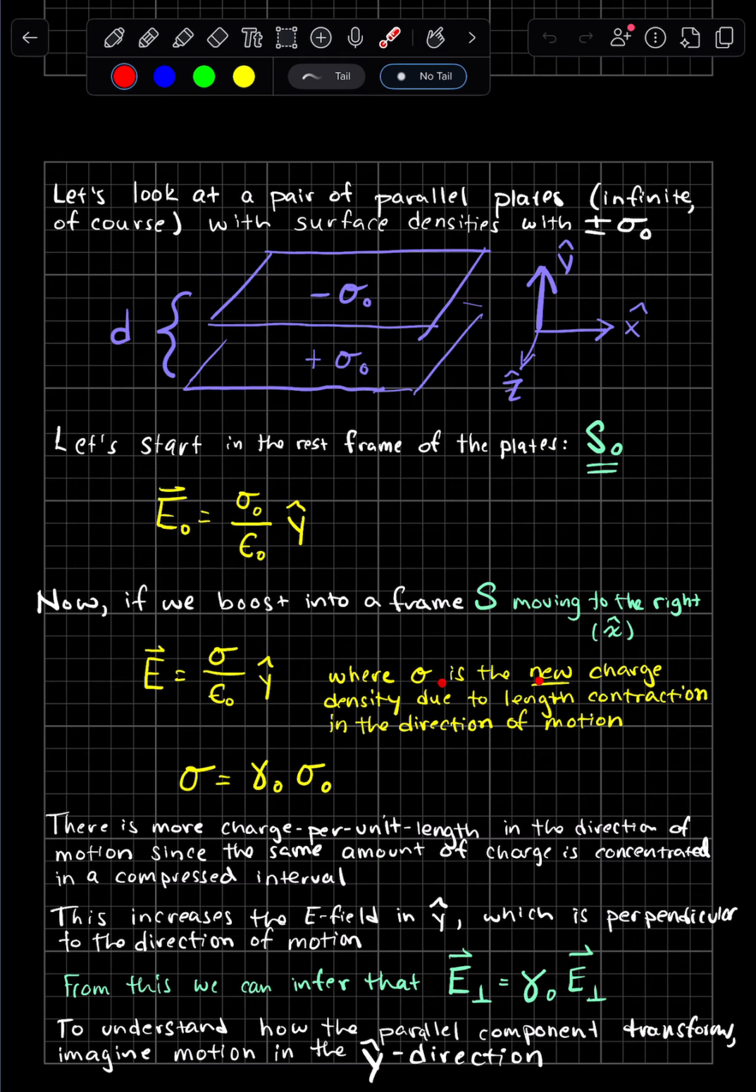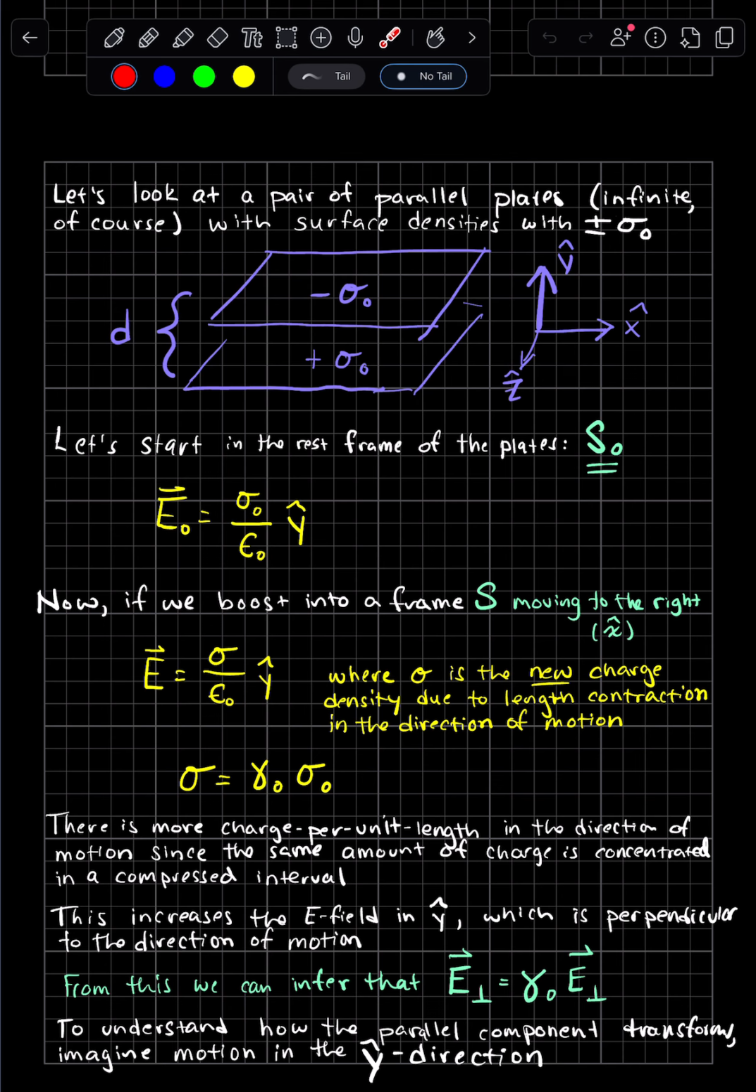So this sigma is the new charge density due to length contraction in specifically the direction of motion. There's more charge per unit length in the direction of motion, as we just said. And so the charge is concentrated in a more compressed interval. This increases the E field, and this is the first interesting observation that we're going to make.